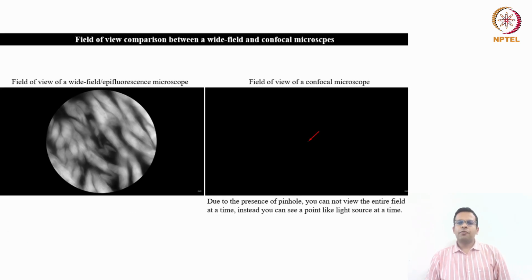Now here is the field of view comparison between the wide field and confocal microscope. So under the wide field microscope or the epifluorescence microscope, you can see this entire field all together, right? But in the confocal microscope, you cannot see this entire field all together, but instead you will see a small point-like illumination. So just a small point at the center of this field is getting illuminated, and you will see with that point how much fluorescence it has.